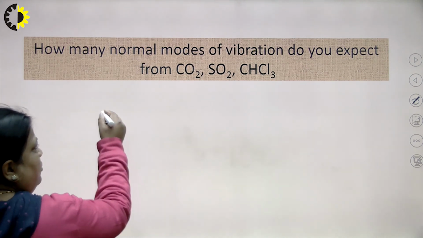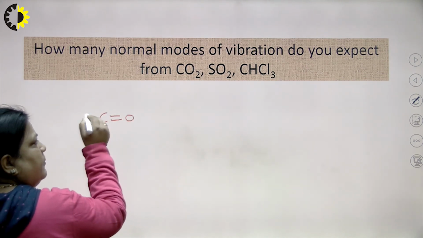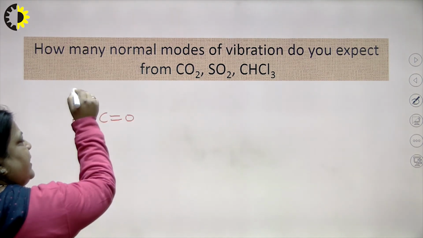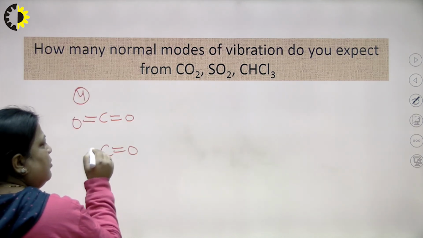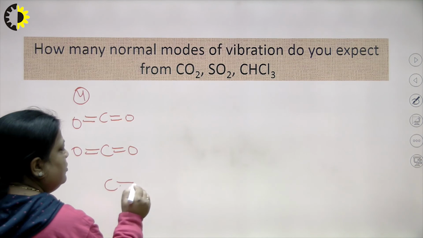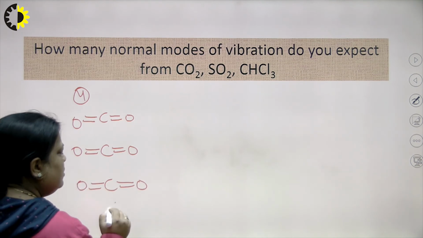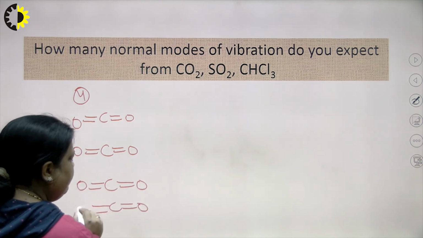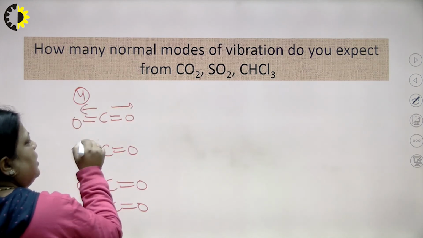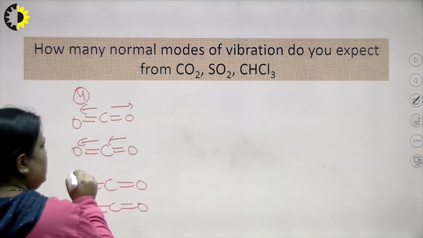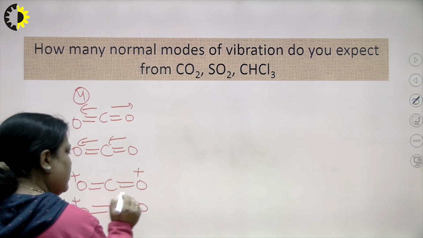So, in CO2, since it is 3n minus 5, that is 4. So, here we can draw 4 modes for CO2, and it is our choice. We can write symmetrical stretching, asymmetrical stretching, twisting or wagging.